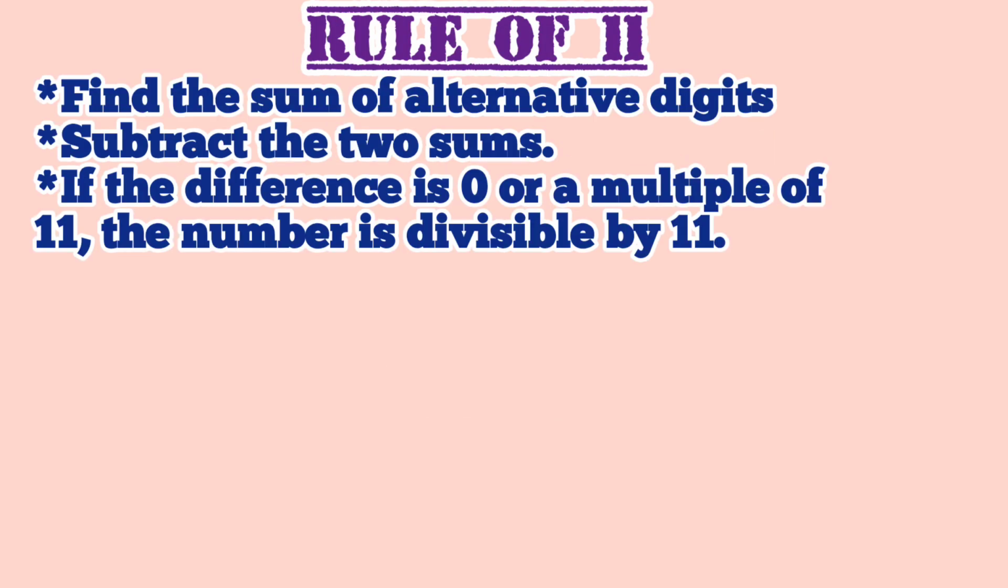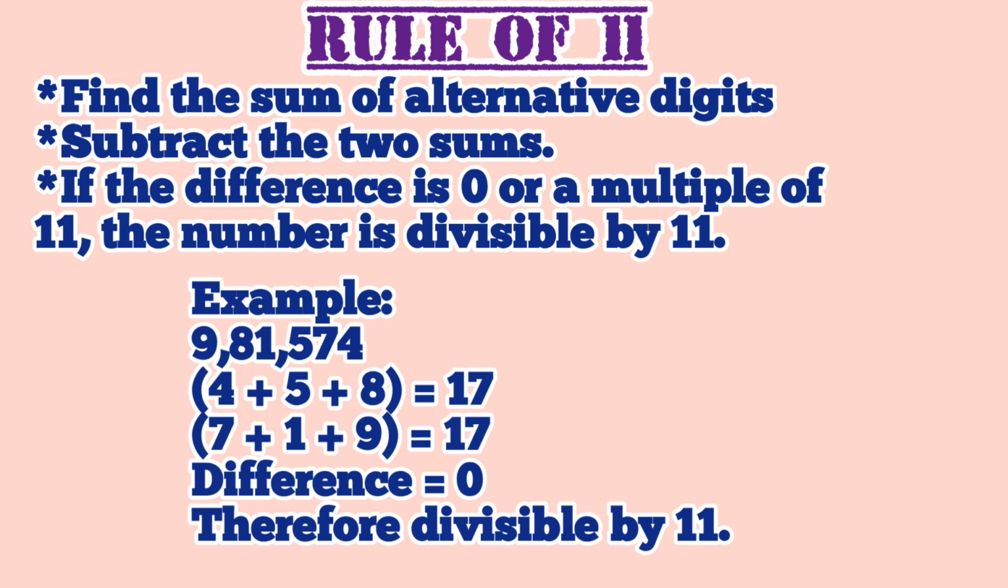Next, the rule of 11. It has 3 steps. First step, we have to find the sum of alternate digits. We will get 2 sums. Okay, find the sum of alternate digits. From that, we have to find the difference between those 2 totals. Okay, if the difference is 0 or a multiple of 11, that particular number is divisible by 11. Okay, let me explain with an example.